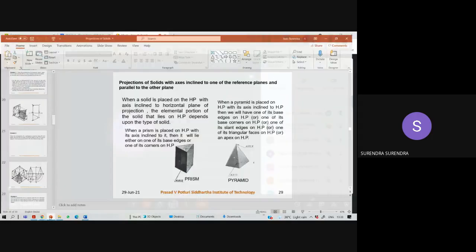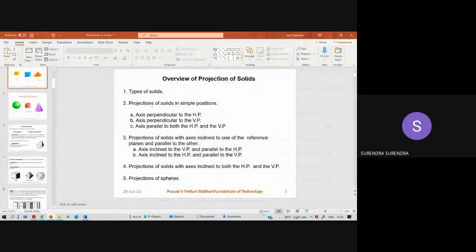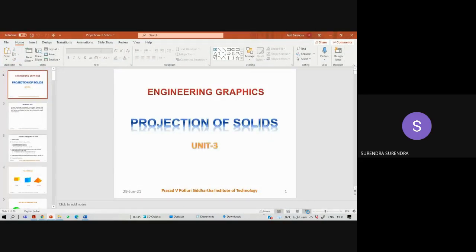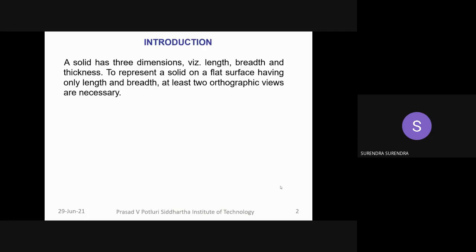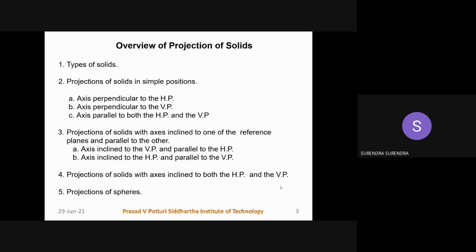Can you see the screen? Projections of solids. And while studying projections of solids, you have to remember the terminology, that is the type of solid and its number of edges, types of faces, and its terminology.